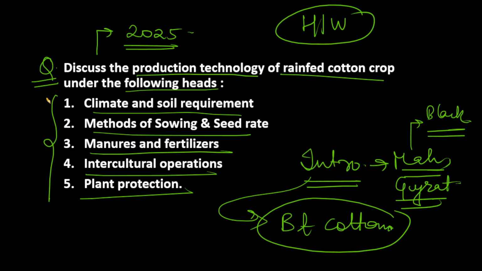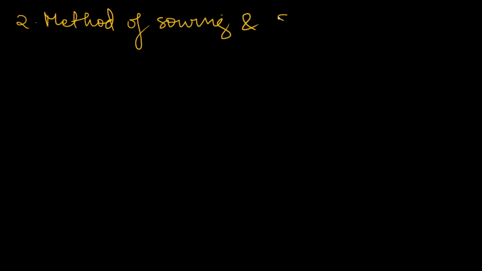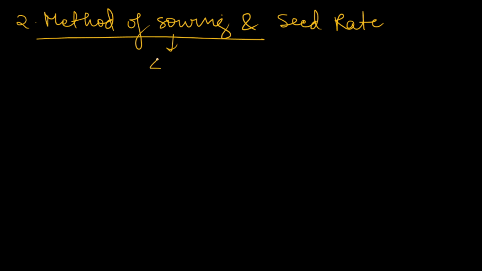Now, we have done climate and soil requirement. Then we have number two, method of sowing and seed rate. First of all, we will see the methods of sowing. Generally, the sowing time is with the onset of monsoon, that is around June July.